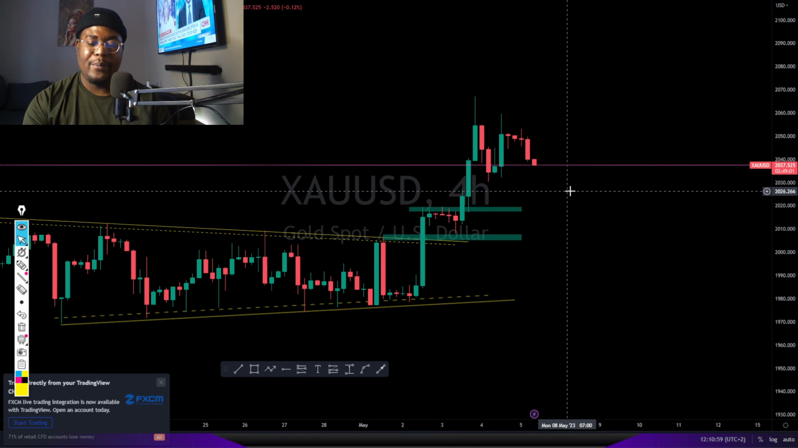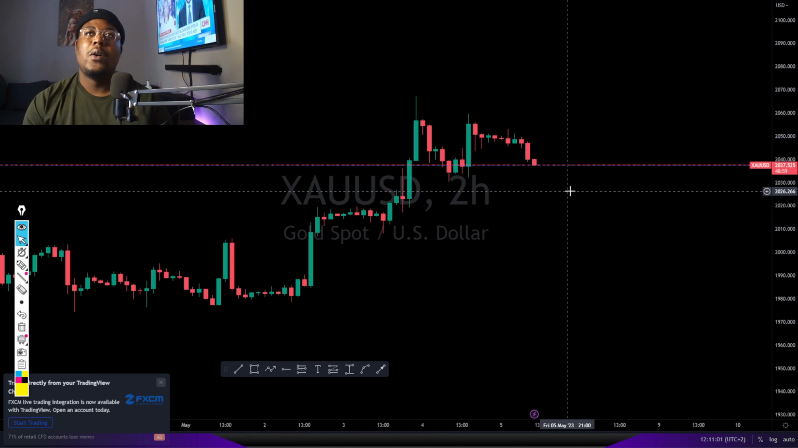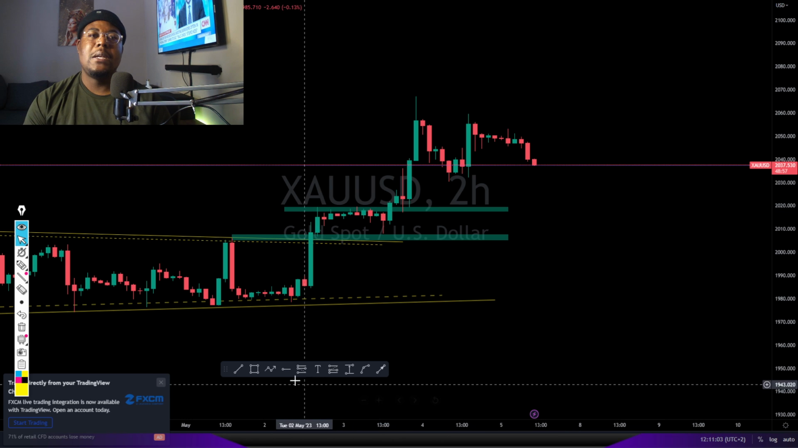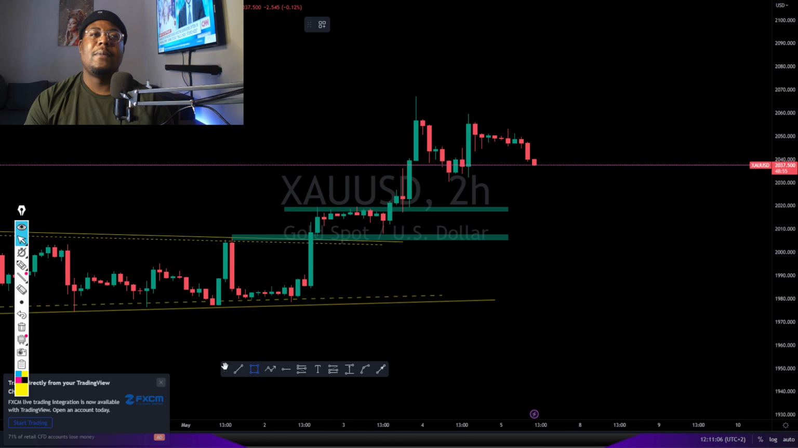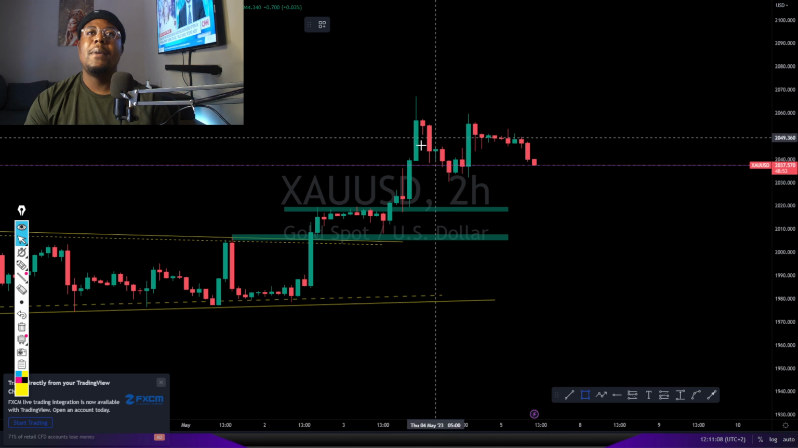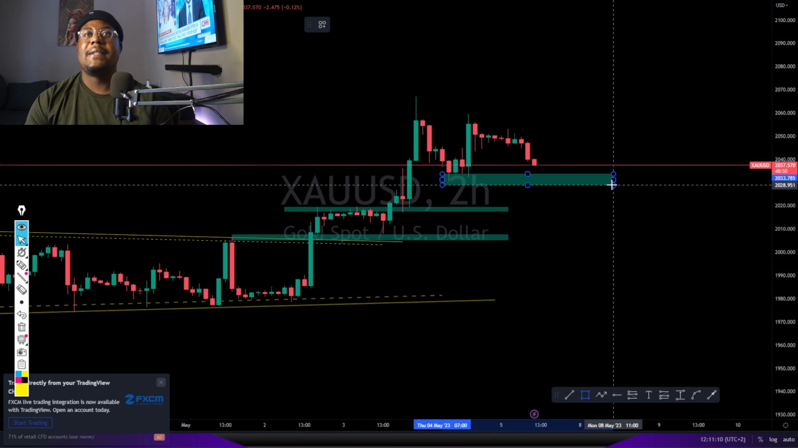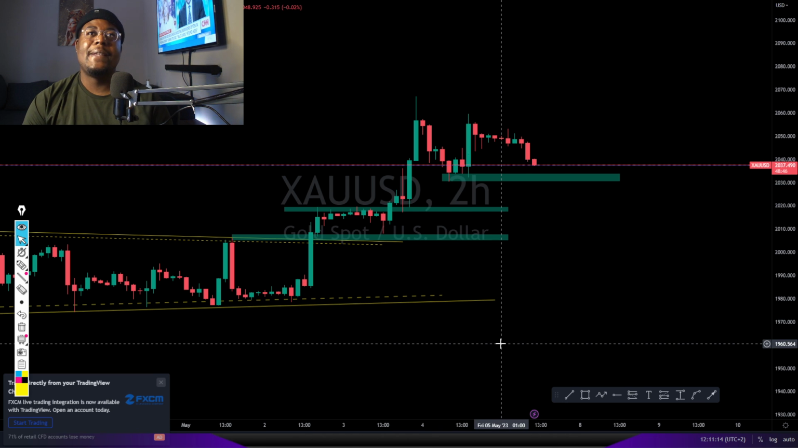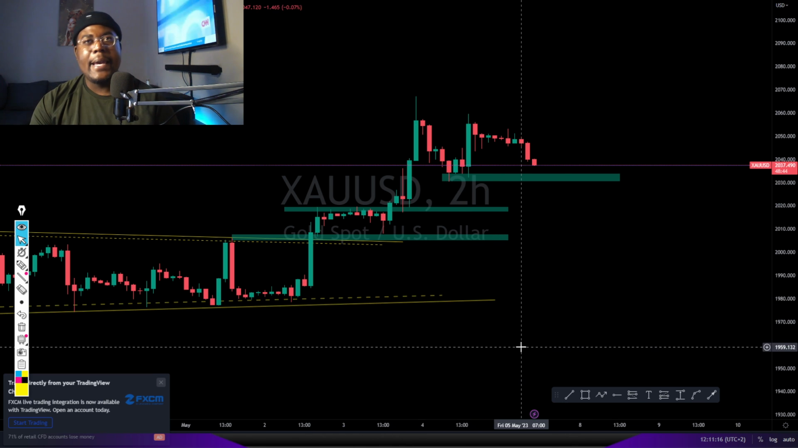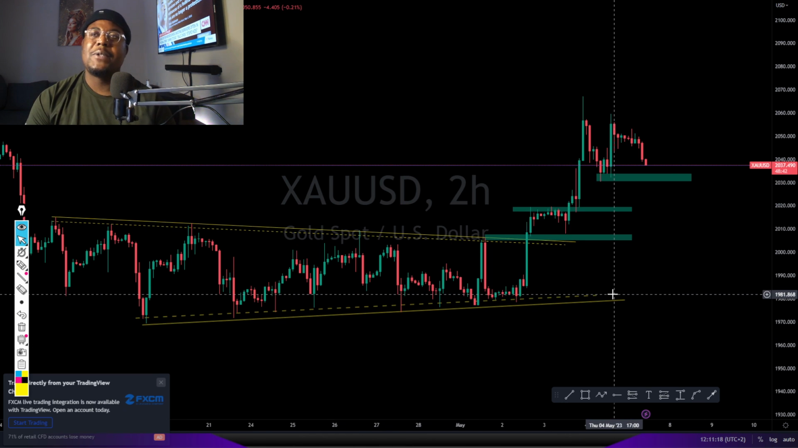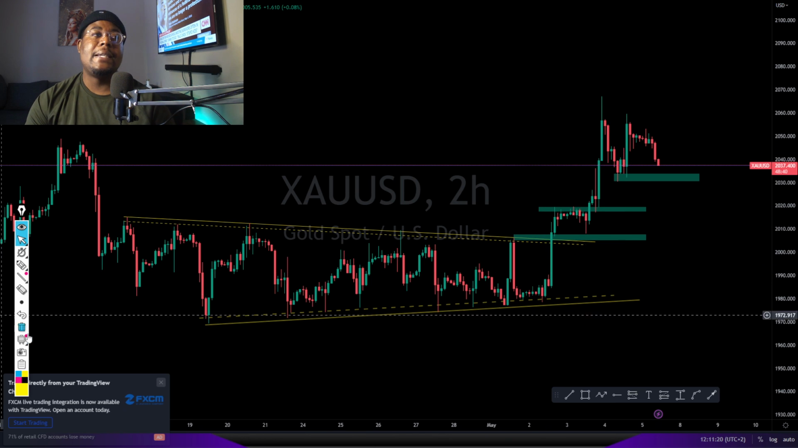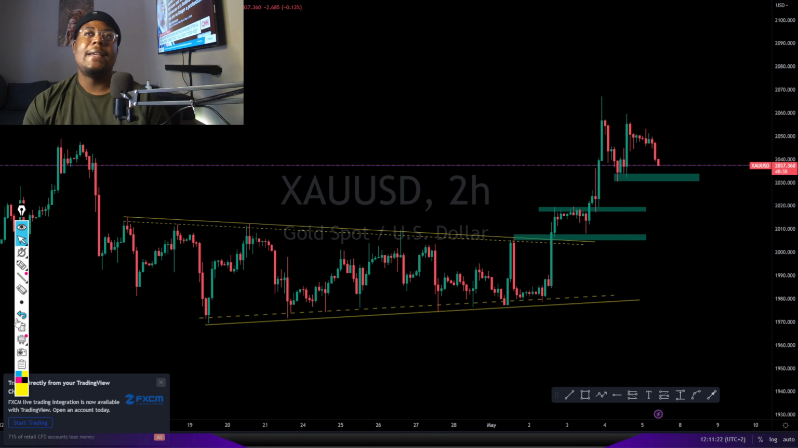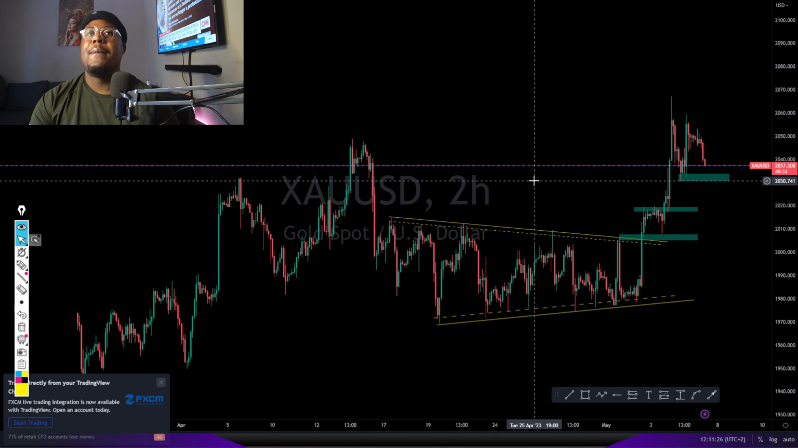Maybe that proper support might be, let me try this on 2 hours time frame, maybe around this area. Let me put this thing here. Maybe around this area might be something. If not, maybe we'll see the market trying to push lower again. But for now, I think it's much better to wait. The market actually did push seriously high, so there is room for the market to push lower.